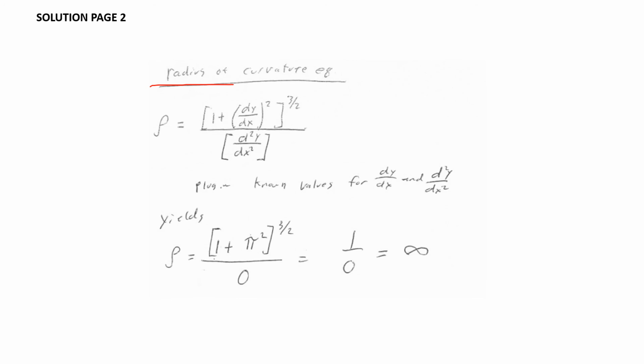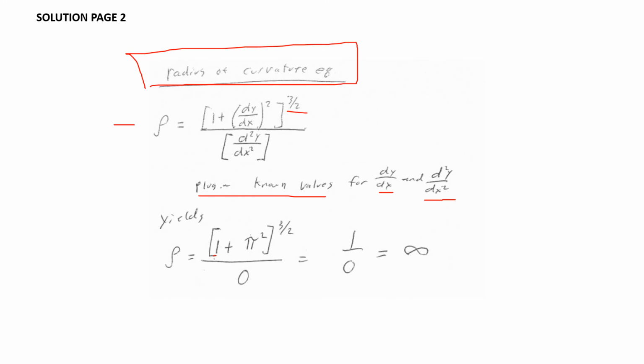From this, now that we have our dy/dx and our d squared y over dx squared, the reason we needed this is because we wanted to get a radius of curvature. So recall our radius of curvature equation given right here. Rho is equal to 1 plus dy over dx squared, all to the 3/2, divided by d squared y over dx squared. Now we can plug in our known values we solved for.